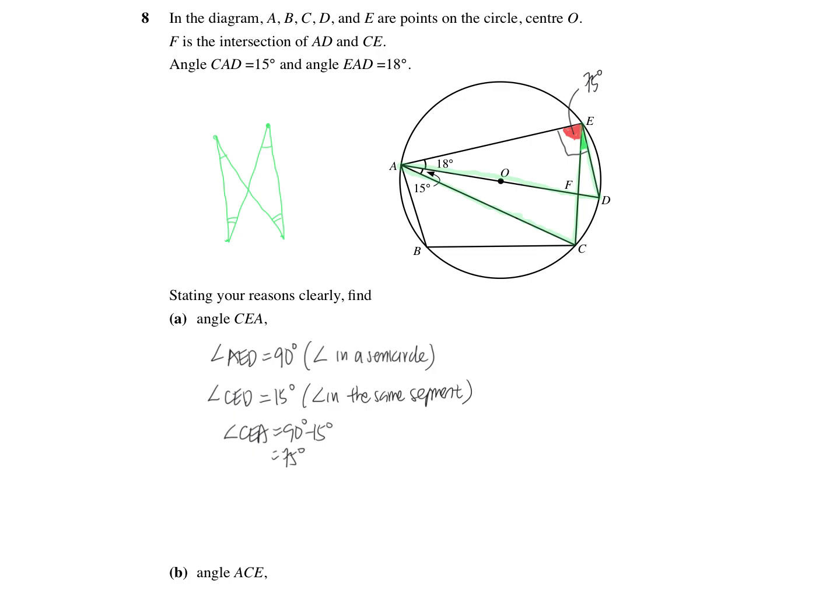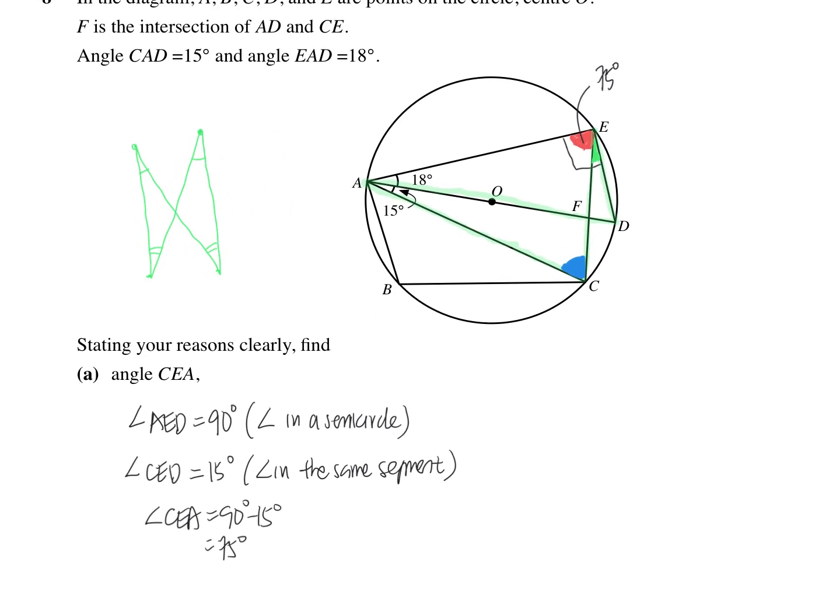Okay, next one. ACE. ACE is this one. So I want to find this angle. How can I go about finding that? Is there a way? Look for the other wing of your butterfly. Same butterfly, the green wings, right? Can you see that it should be equal to this? And can you find this? Can you find ADE?